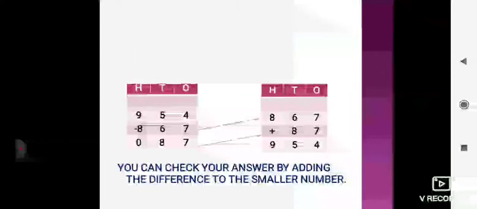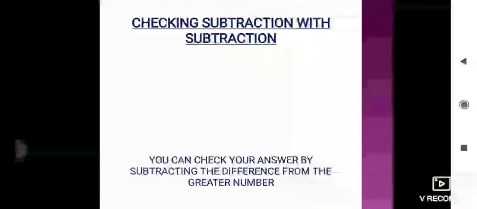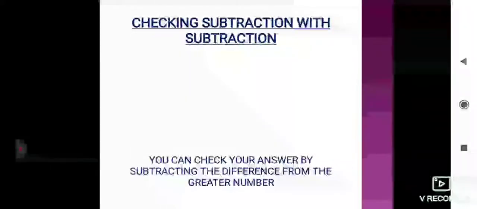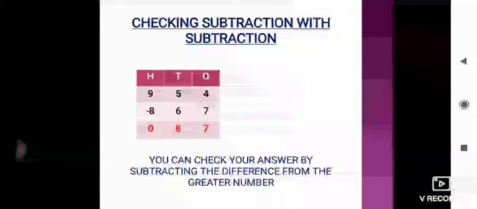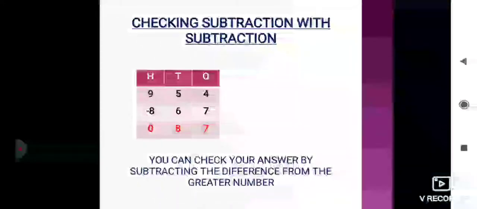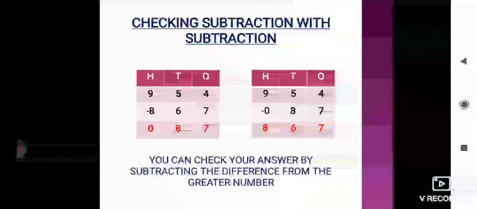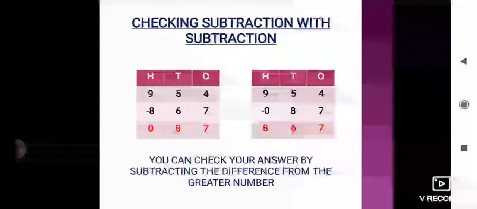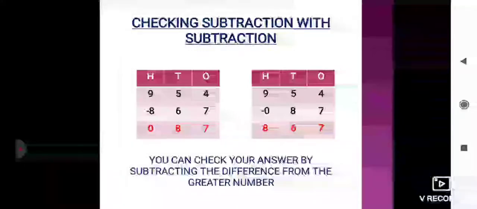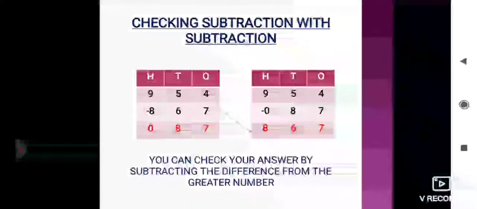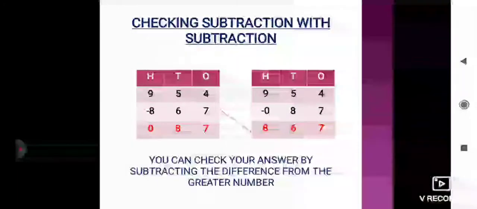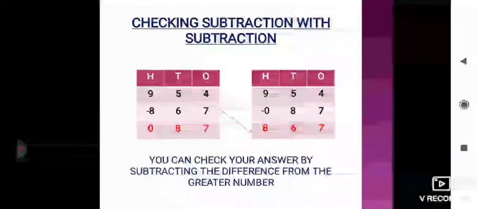There is another way which you can also use to check your subtraction, that is checking subtraction with subtraction. I'm taking the same example. Now how can you check it? You can subtract the difference from the greater number. Here the greater number is 954, the smaller number is 867, and your difference is 87. So when you subtract 87 from the greater number, you will get the third number, that is 867.